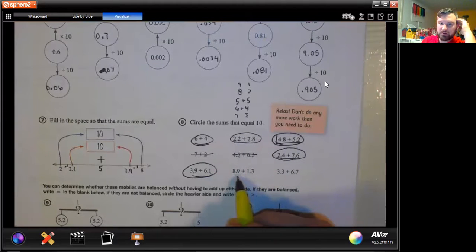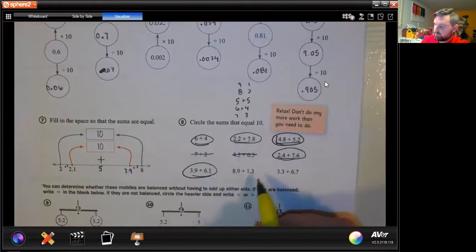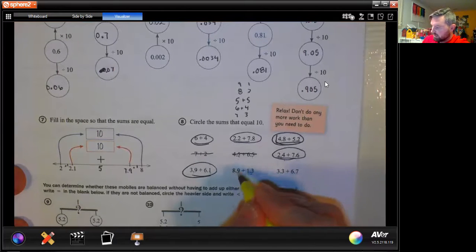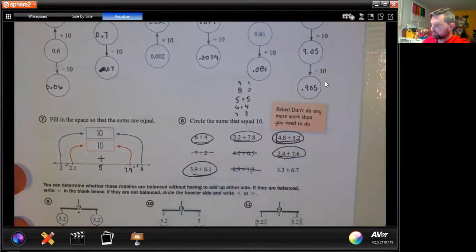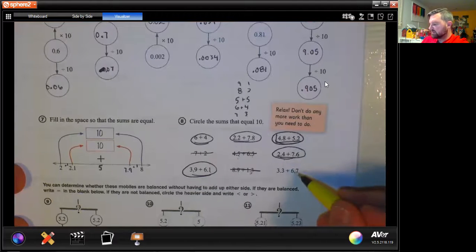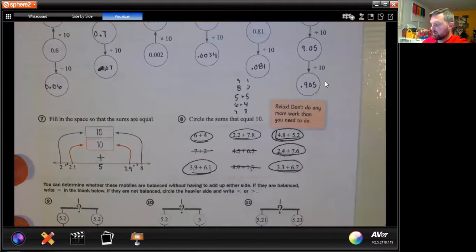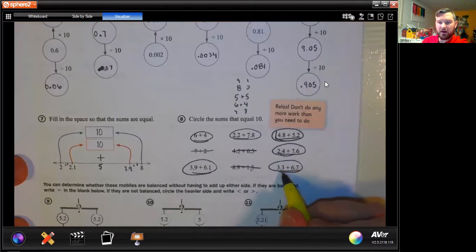This is 0.1 below 9. So this needs to be 0.1 above 1, which doesn't work. Okay, plus 9 and 3 doesn't make 10. Okay, this is 0.7 above 6, and this is 0.7 below 4, so that works. Okay, or you can say this is 0.3 above 3, and this is 0.3 below 7. Okay, so you got that pattern there.